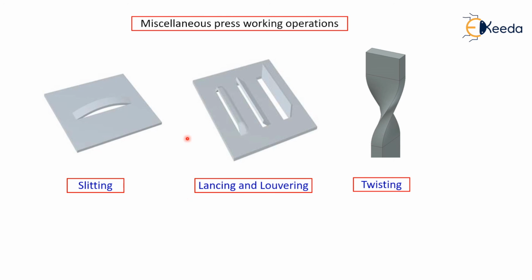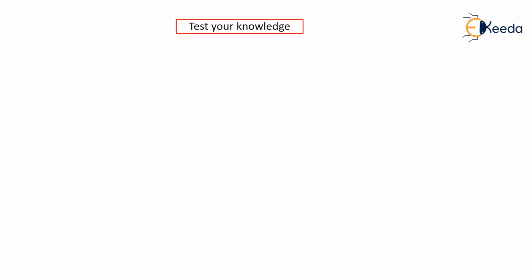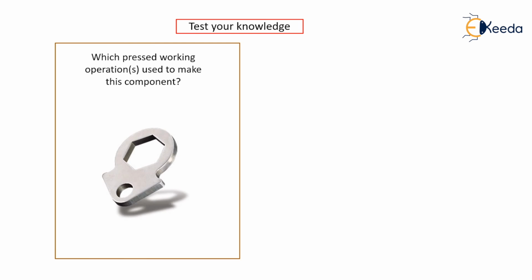So till now we have seen cutting operations, non-cutting operations, and the combination of cutting and non-cutting operations, as well as the finishing operations that are performed to get the components from press working operations. Now test your knowledge. Let us see first which press working operations are used to make this component. Just think for 5 to 10 seconds.